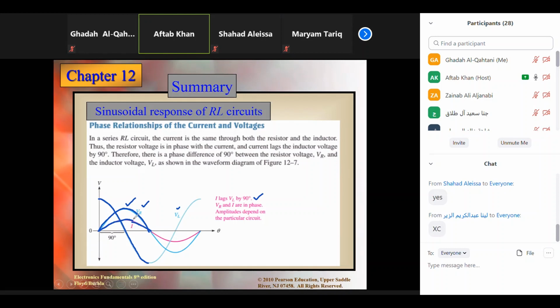Amplitude will vary definitely, because VR is the multiplication of current and resistance, so its amplitude is high. And if we are showing this amplitude, VL will be calculated as I into XL. So their amplitudes will change according to the values. All right, guys, is this diagram clear to all of you? Yes, clear. Okay, leading and lagging.